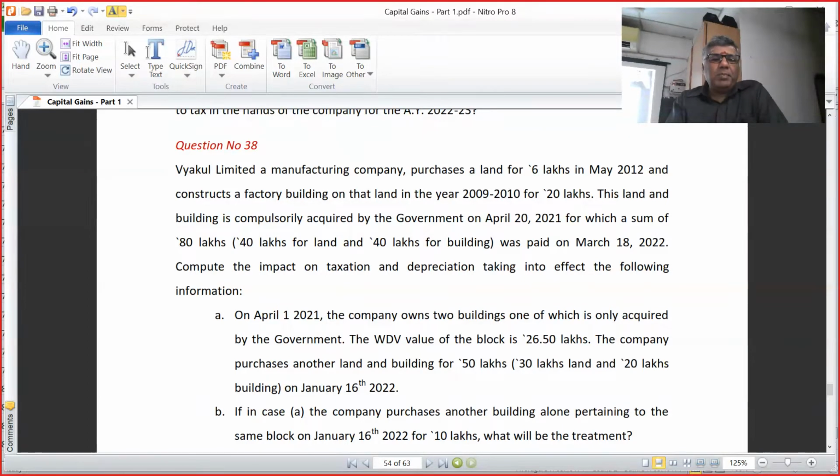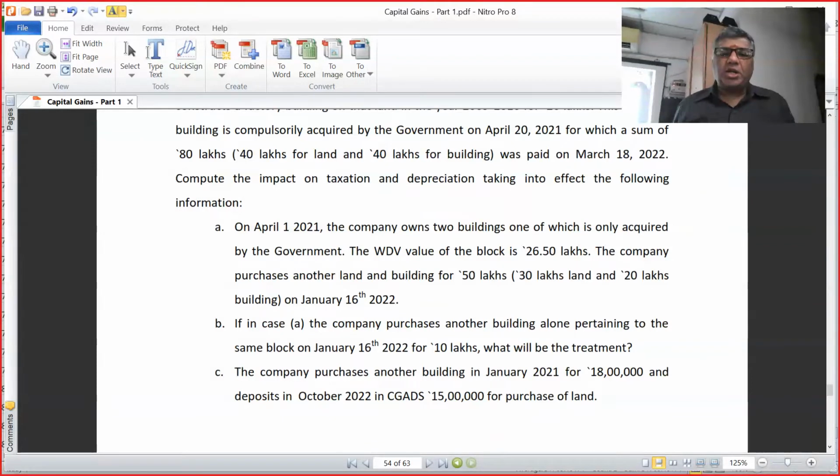The land and building is compulsorily acquired by the government on April 20, 2021, for which a sum of 80 lakhs, 40 lakhs for land and 40 lakhs for building, was paid on 18th March 22 in the same year. Compute the impact of taxation and depreciation taking into account the following. On 1st April 21, the company owns two buildings, one of which is acquired by the government. The written down value of the block is 2650.